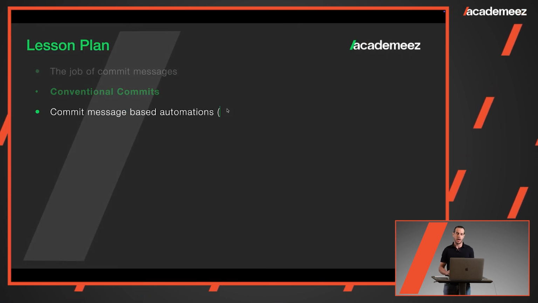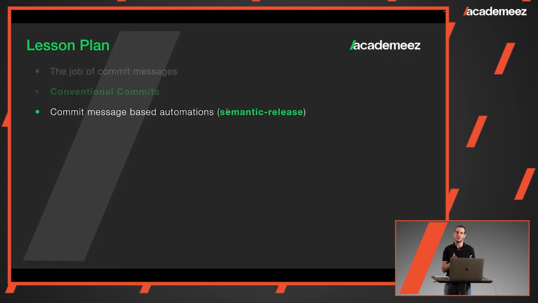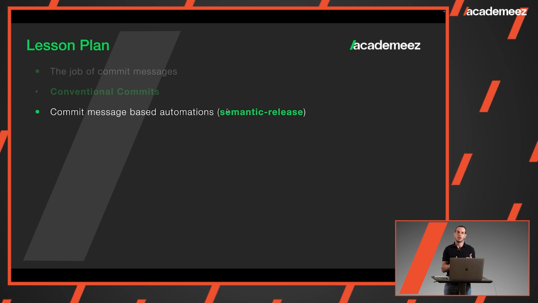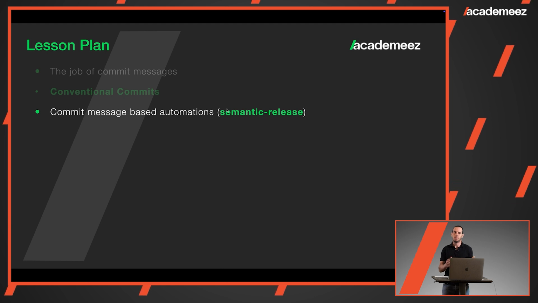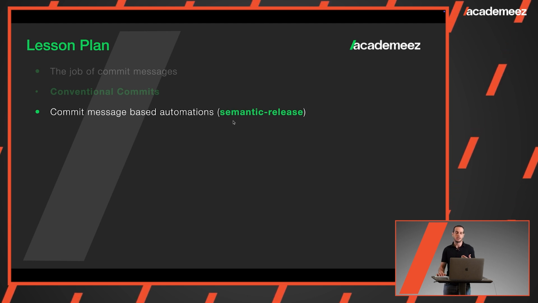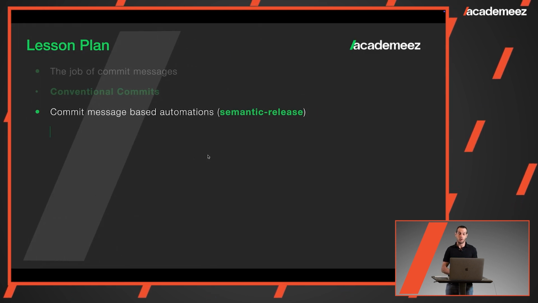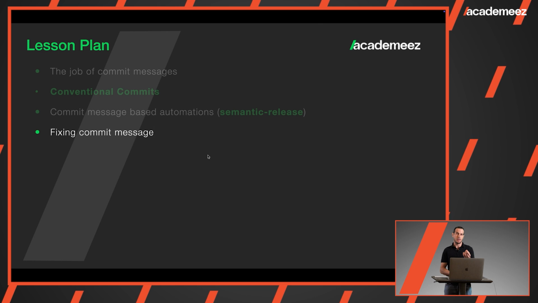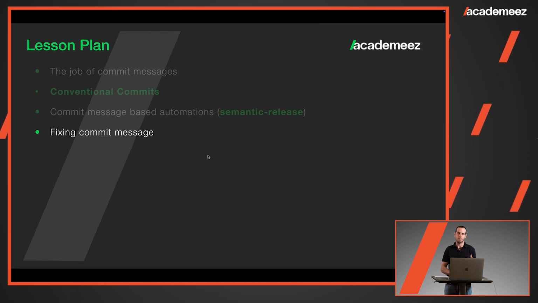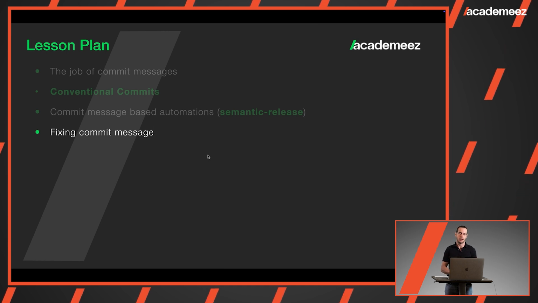We are then going to talk about reaping the benefits of those conventions of commit messages by doing automations. If you write your commit messages using conventional commits, you can then create automations based on those commit messages. So we're going to use a library that is called semantic-release to create automation based on our commit messages. So this is going to be really cool. And if the commit messages are so important, we need to learn how to fix them. So how do we change the commit message? If accidentally we wrote something wrong, how do we fix our commit message?